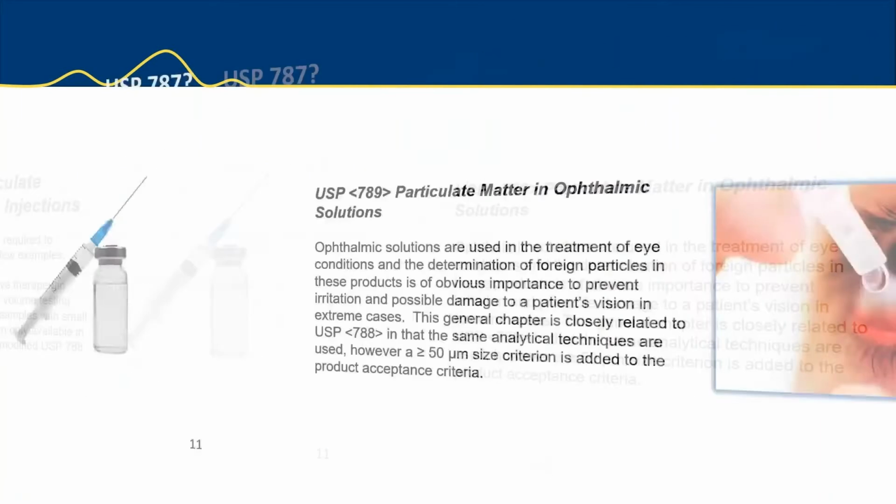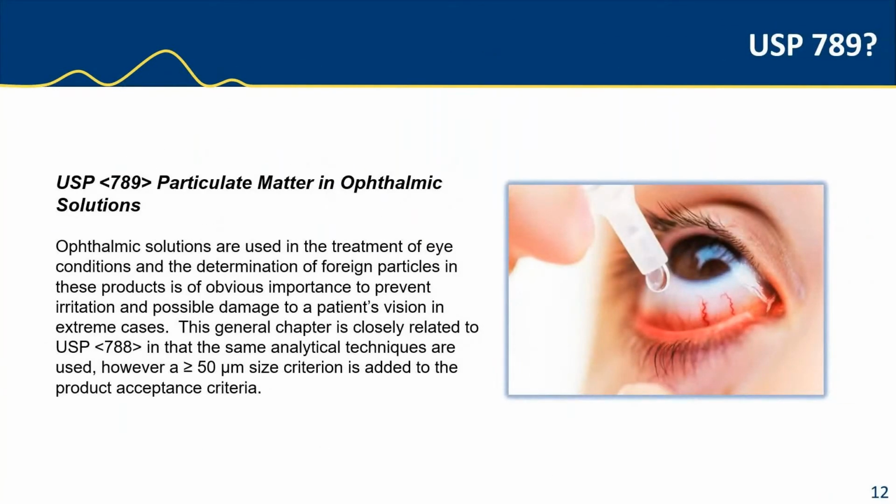Looking at USP 789, particulate matter in ophthalmic solutions. In other words, products like contact lens solutions, eye products for if you get red eye, stuff like that. Again, when you put these solutions into your eye membrane, you're bypassing your immune system, so they have to be sterile. So in the case of 789, the general chapter is closely related to 788 in the same way of the analytical testing for method 1 and method 2, LPC and the microscope, but their size criteria looks around the 50 micron range is added, as well as the 10 and 25 microns.